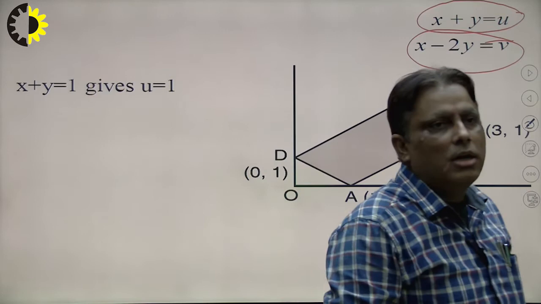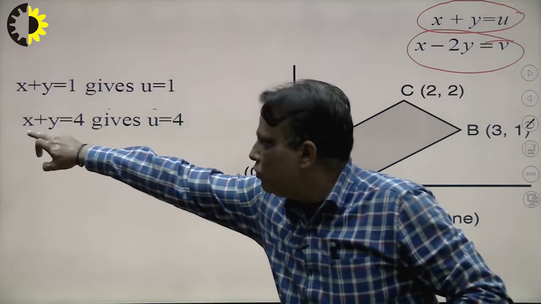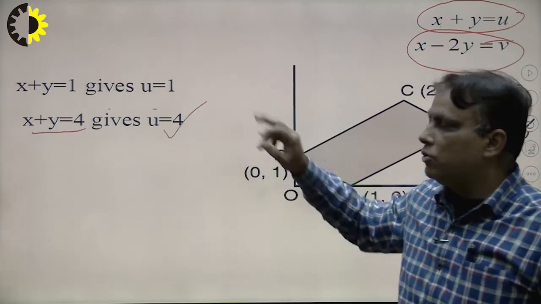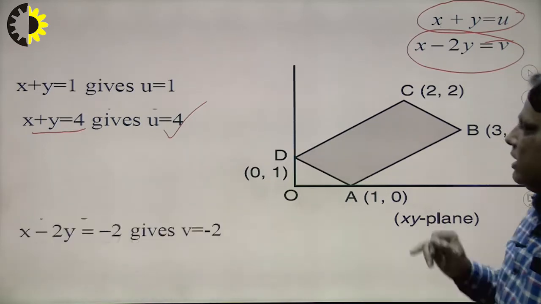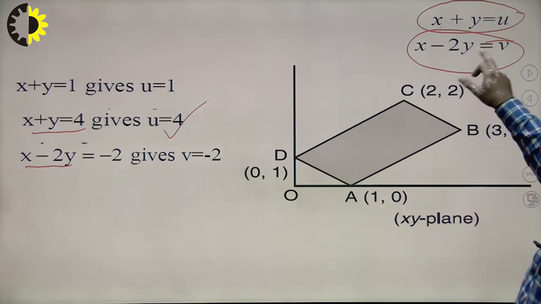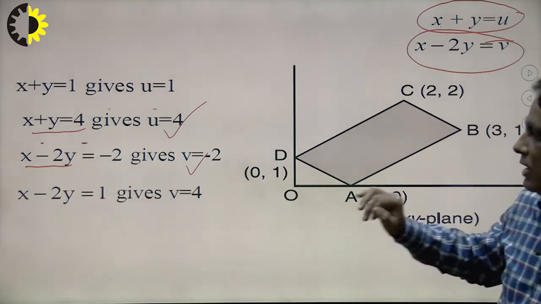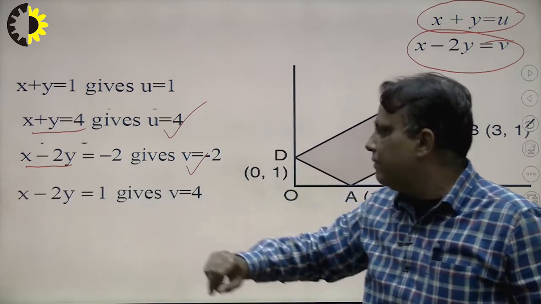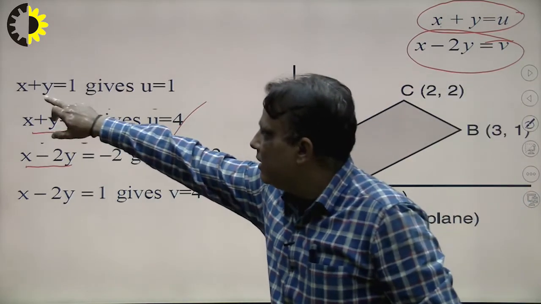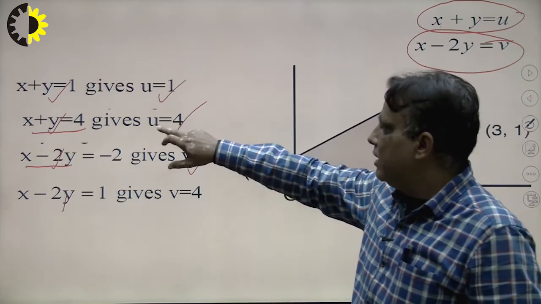In this way, suppose I want to calculate what the u and v will be here. We evaluate one by one. x plus y is equal to 4, and here x plus y is equal to u, so that means u is equal to 4. In this way I evaluate x minus 2y is equal to minus 2, and we see that x minus 2y is equal to v, that means v is equal to minus 2 here. In this way we can find that x minus 2y is equal to 1 gives v equal to 1, and u is equal to 4 here. That means with respect to these lines in the Cartesian plane I got the values of u and v, right?